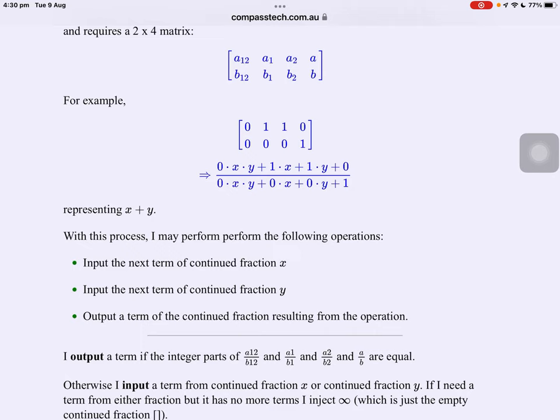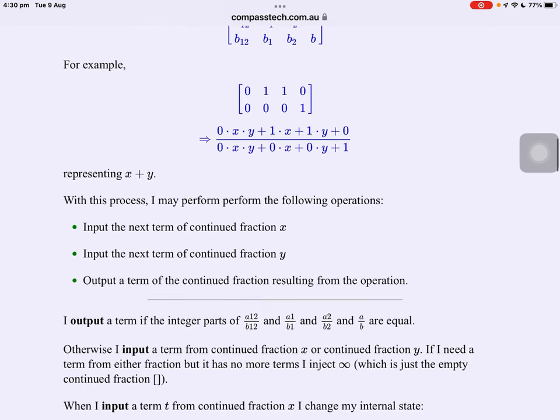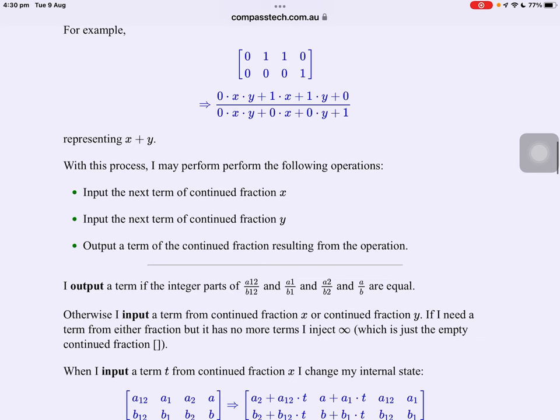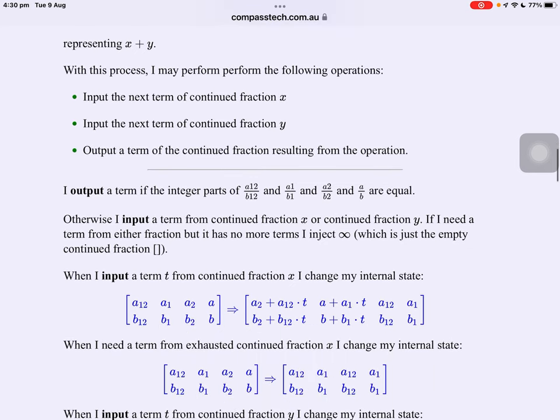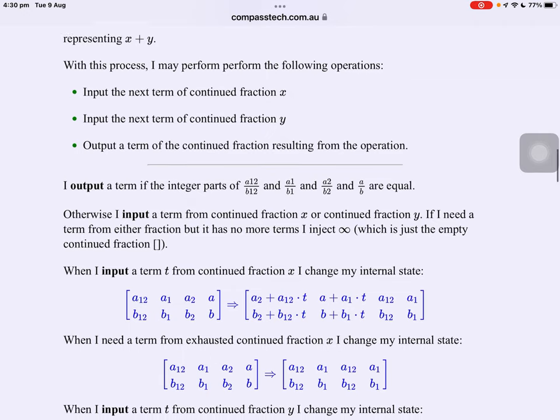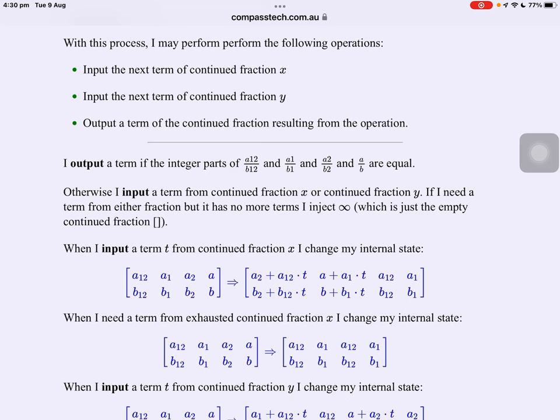Hopefully I can almost hear the pin dropping as you go, oh, okay, yes, I can see how that works. We'll see some more examples in a minute that will help to make this a little clearer. As I described earlier, with this process, I can perform the following operations: input the next term of x, the next term of y, and output a term under the right conditions.